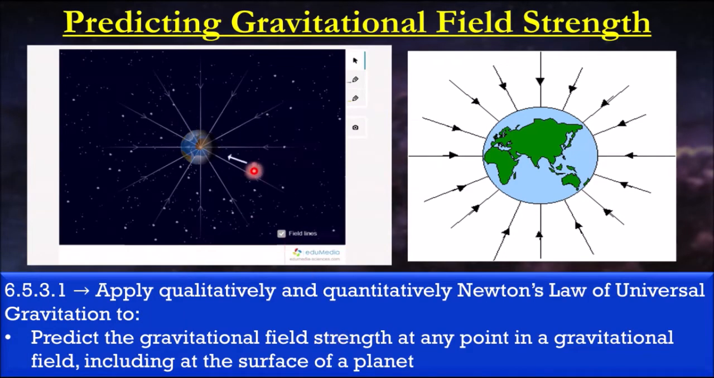We're just following through our second part of the lesson, which is on motion in gravitational fields, and we are trying to predict the gravitational field strength of an object near the center of a planet.